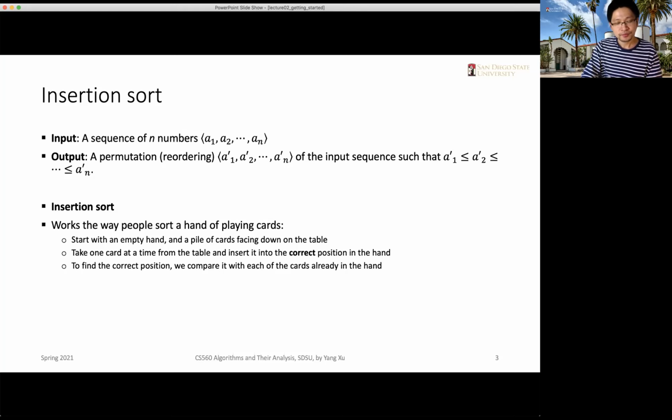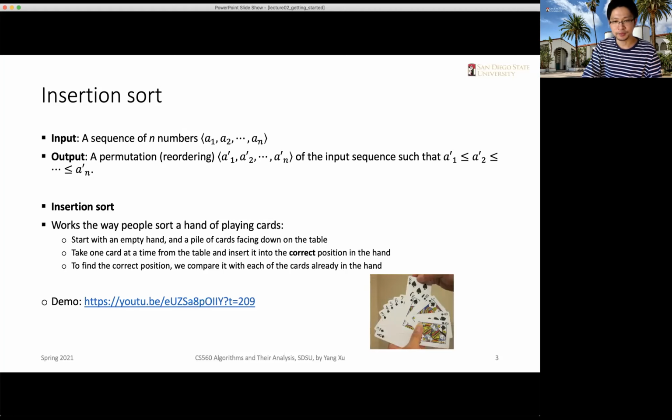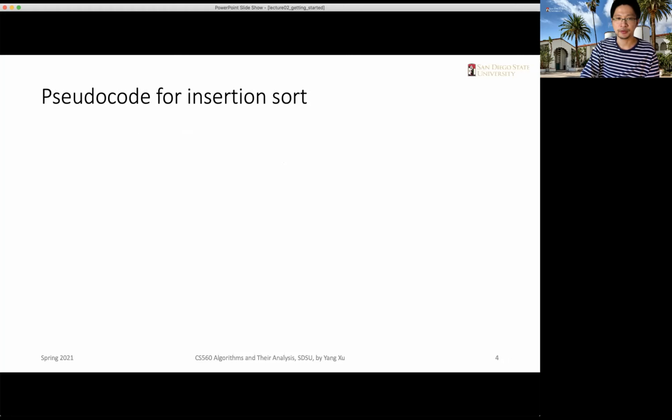Okay, so the insertion sort can be described by this playing cards analogy. I have a demo video, basically a demo using cards as an example, but I don't think we need to go through it because we will directly go to the algorithm to see how it works. If you're interested, you can watch the video later. So let's read the pseudocode first.